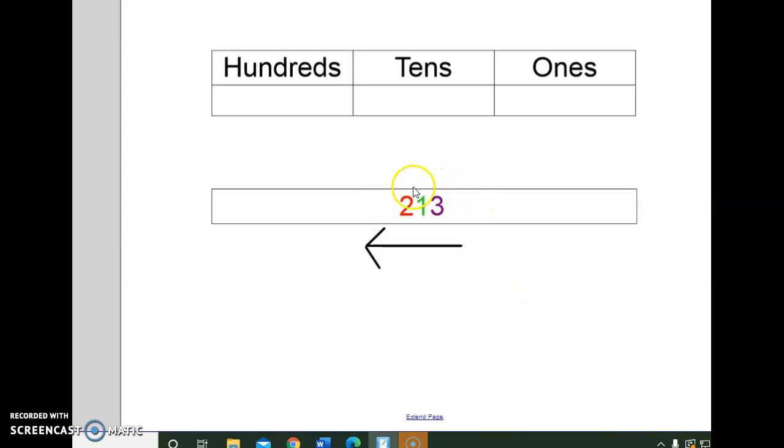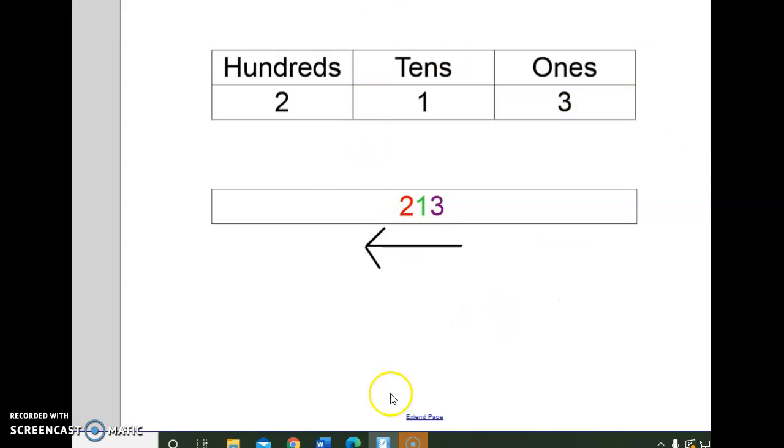Okay? So looking at this number, I'm going to go out of order to see if you're with me. What number is in the tens place? Ones, tens. Oh! It's 1. Okay. What number is in the hundreds place? Ones, tens, hundreds. It's the 2. Okay. What place is that 3 in? Yeah, it's in the ones.